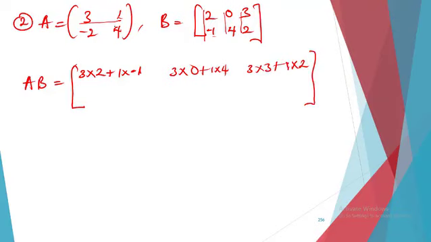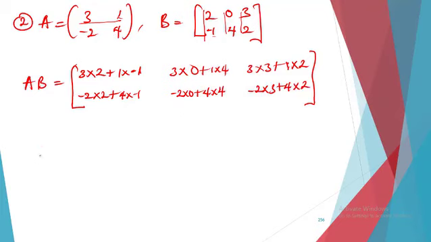Then we are done with the first row, so we go over to the second row. We have -2 times 2 plus 4 times -1. We have -2 times 0 plus 4 times 4. We have -2 times 3 plus 4 times 2.